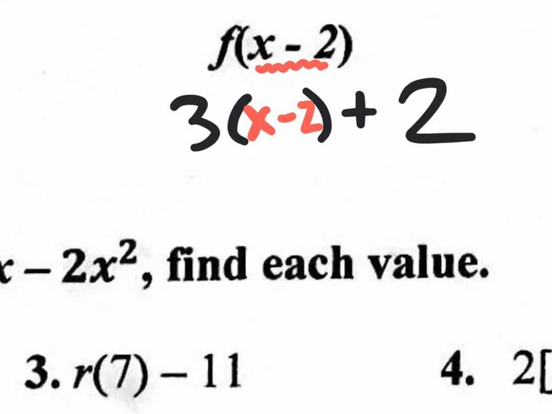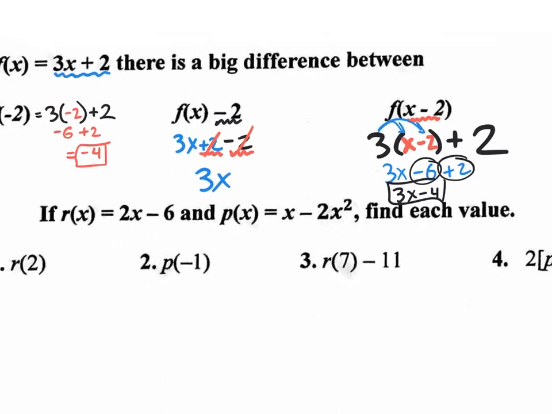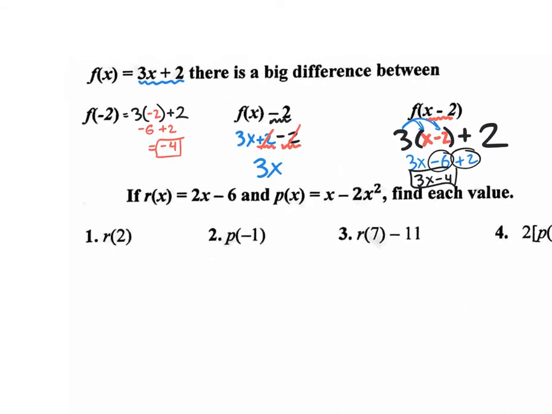And what do we really have here? We have distributive property and combining like terms, okay? So 3 times x, 3x. 3 times negative 2, negative 6. Bring down the plus 2. Combine like terms, negative 6 and positive 2 is negative 4. Bring down the 3x. 3x minus 4 is your final answer right there. So I just wanted to clarify the different notations and what they mean.